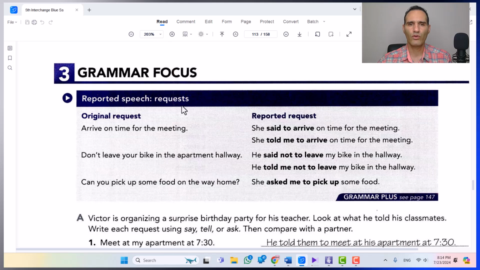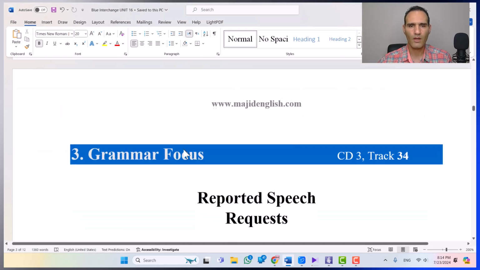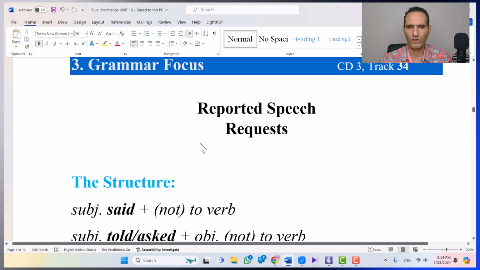It could be in the form of requests, which we take care of here, and it could be in the form of statements, which we will talk about in the next grammar focus. Now let's go to the Word file. Here I have some points for you.